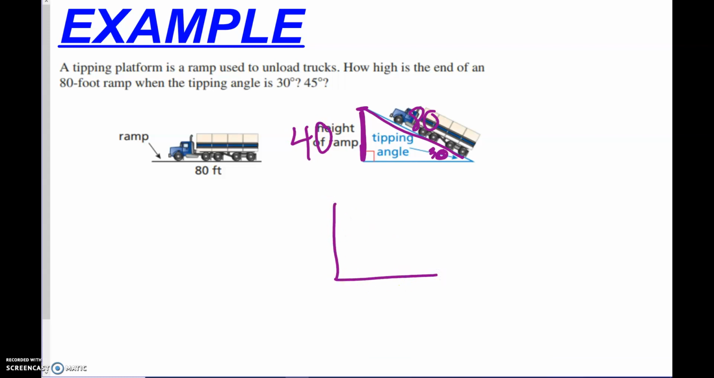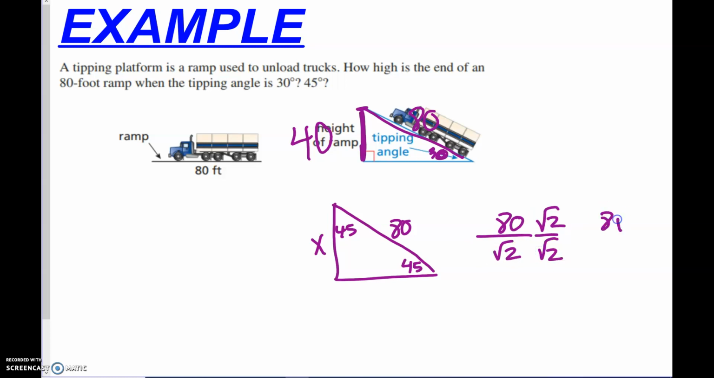Well, if we make this tipping angle 45, and this is 80, how long is this? When we have the hypotenuse, we are going to take 80 and divide by root 2, so times root 2 over root 2. So we have 80 root 2 over 2, and 2 goes into 80 40 times, so it's going to be 40 root 2. So if we have a bigger angle, then it's going to be up higher. So this piece right here would be 40 root 2.